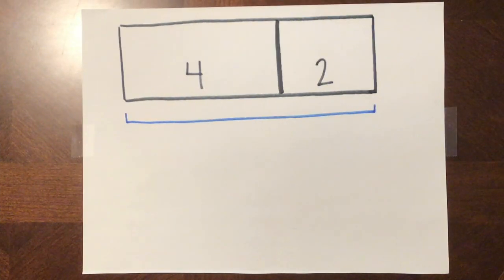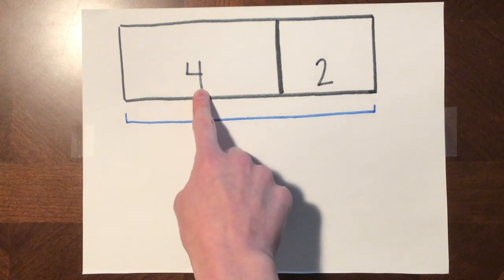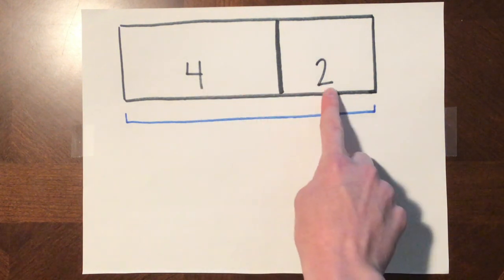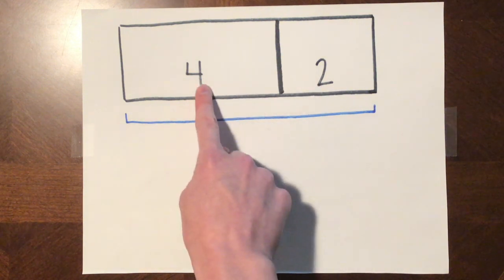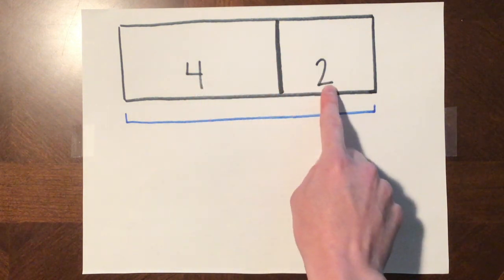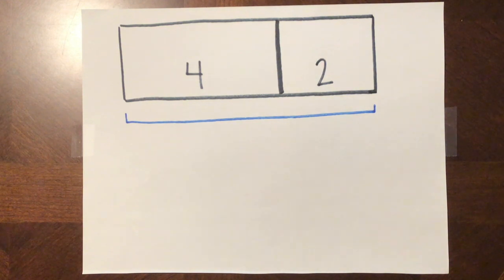Sometimes a bar model looks like this. We can draw on the bar model to help us find the whole thing. This part says 4, and this part says 2. Let's draw 4 counters and 2 counters to help us see the pieces.